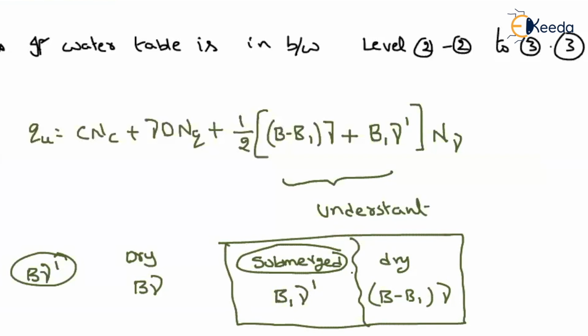Hope it is clear how to consider the effects in the bearing capacity equation if your water table is in level 2 to level 3. In the next video, we will solve a problem based on this case.